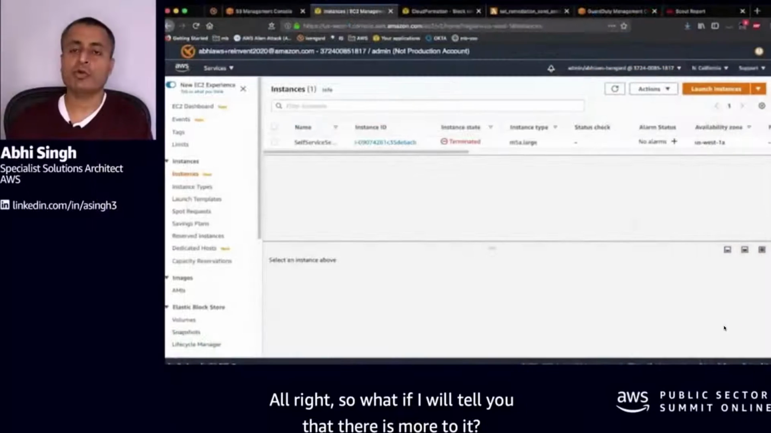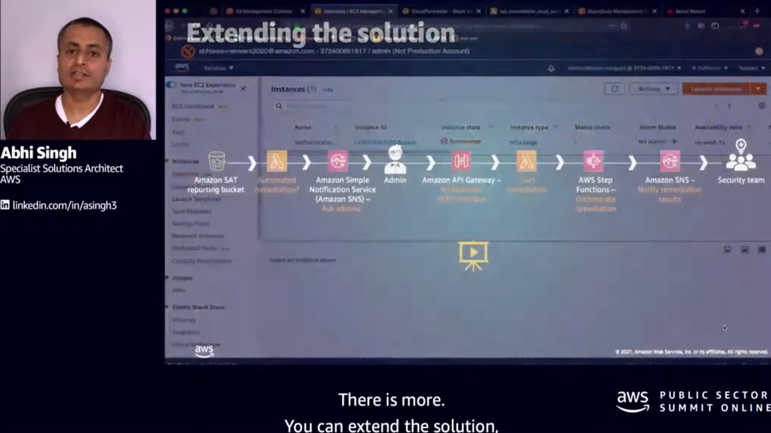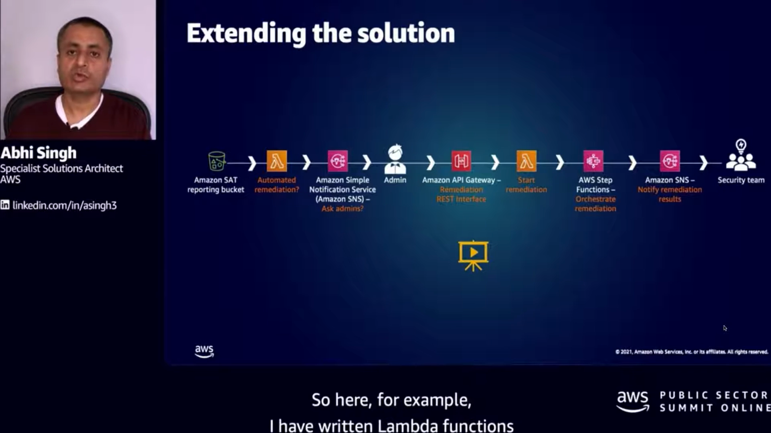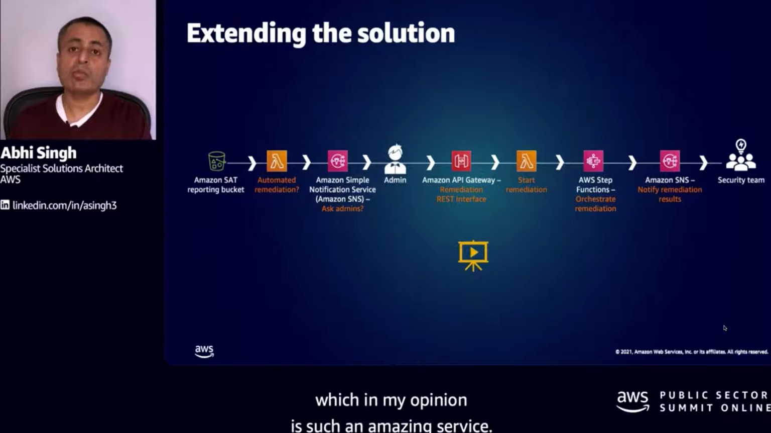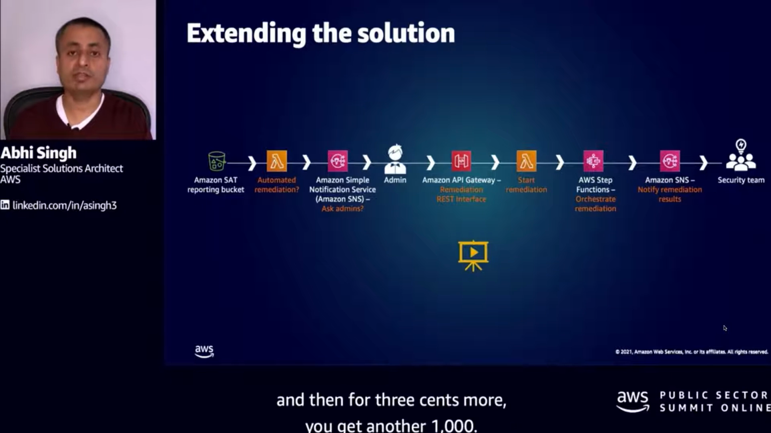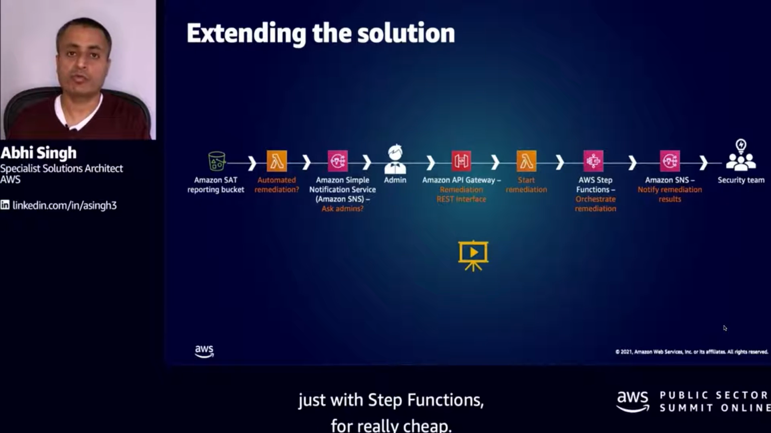All right, so what if I were to tell you that there is more to it? There is more. You can extend this solution. You can extend SAT to perform automated remediation as well. So here, for example, I have written Lambda functions for each of the checks that perform the remediation. Then I wrote a step function, which in my opinion is such an amazing service. You get 4,000 transitions for free, and then for 3 cents more, you get another 1,000. You can write a lot of security orchestrations just with step functions for really cheap.